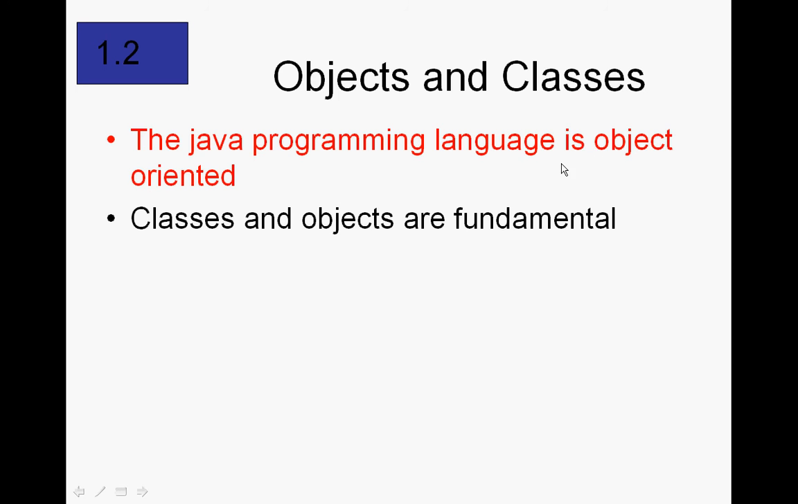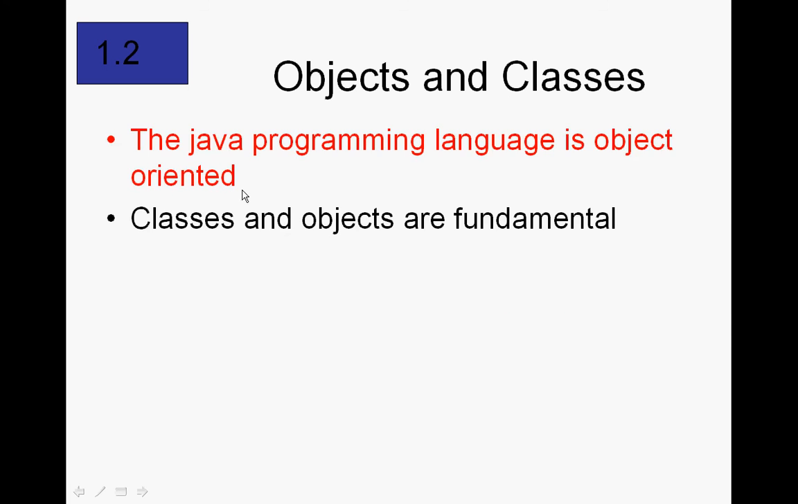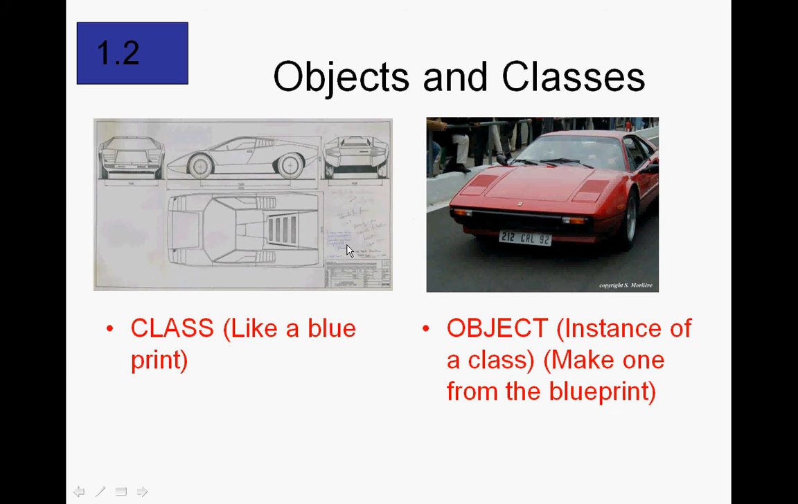Object-oriented means that we're going to deal with real-world objects. So in this particular chapter, our real-world objects are leaves and wombats. So we're going to deal with things that we're familiar with. Okay? All right, so if you see here, classes and objects are fundamental. If you look at this, a class is like a blueprint. It's the instructions on how to make something, a class. An object is an instance of the class.